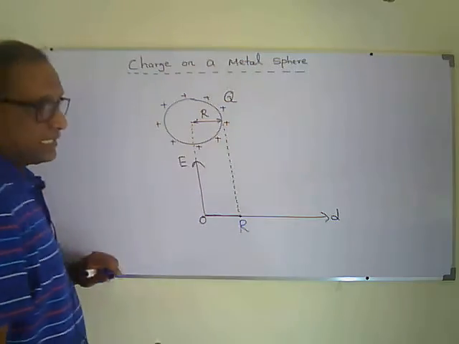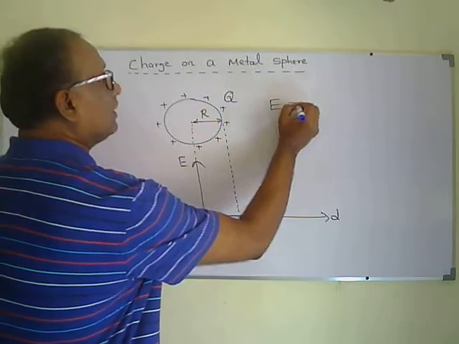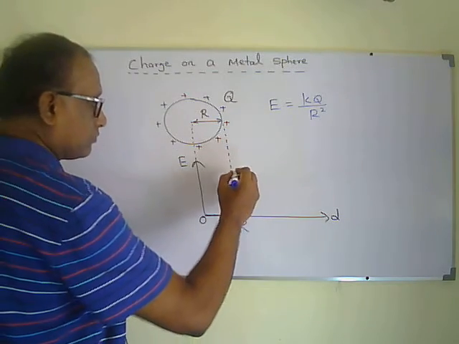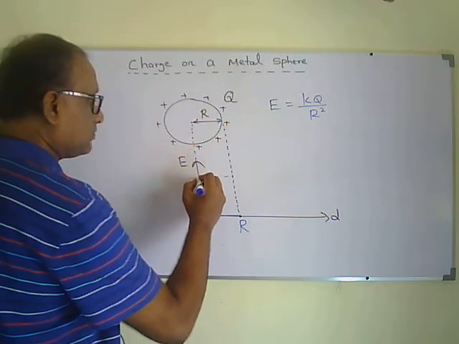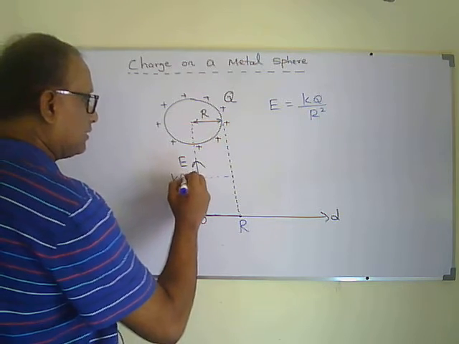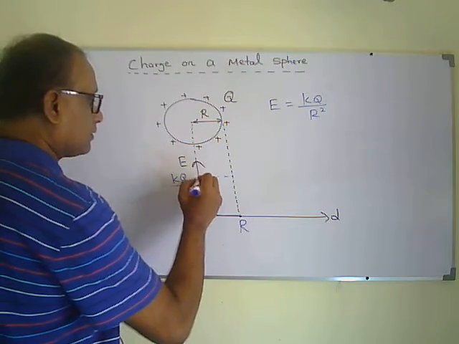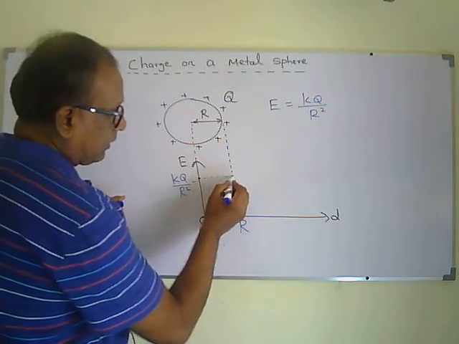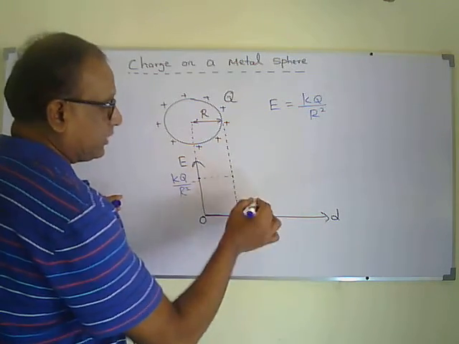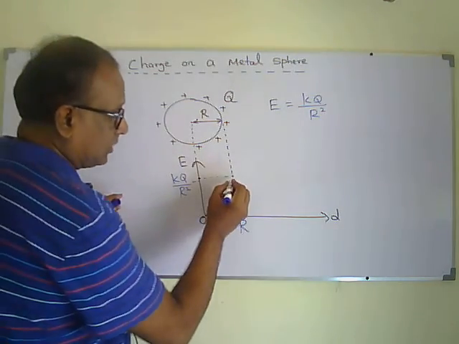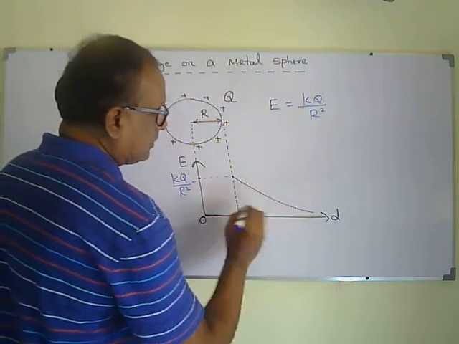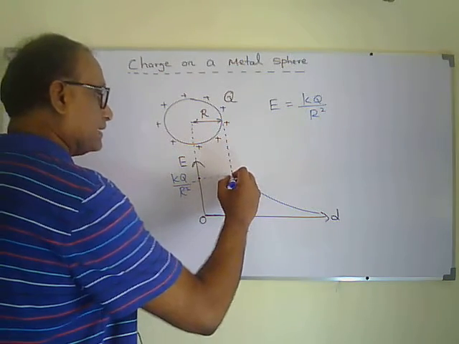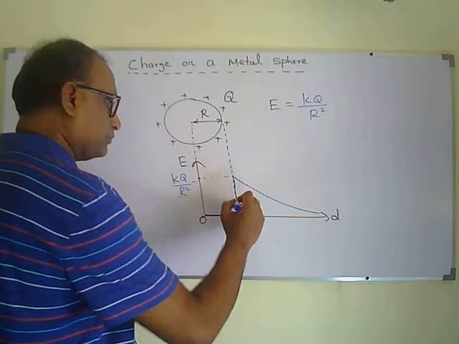Then on the surface, the electric field strength will be E equal kq over r squared. So that will be a value, I can put that value here. Then it will decrease according to the inverse square law. It never comes to 0. Only at infinite distance it will become 0. It will decrease like this.